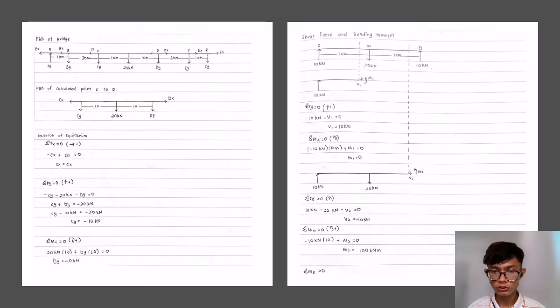For V2, Fy equal to 0, upside positive: 10 kilonewton minus 20 kilonewton minus V2 equal to 0, so V2 equal to negative 10 kilonewton. Okay, for the moment at the middle, anti-clockwise positive: negative 10 kilonewton times 10 meter plus M2 equal to 0, so M2 equal to 100 kilonewton meter. For the moment at D, we know that it will be 0, so moment D equal to 0.